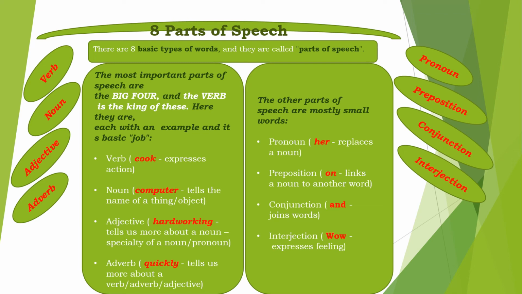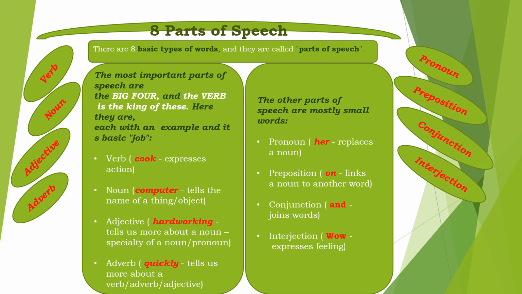Next one is conjunction. Basically, conjunction combines two different words. For example, I take milk and sugar in my tea. So the word and is joining milk and sugar, these two words. So it combines two words in a sentence.